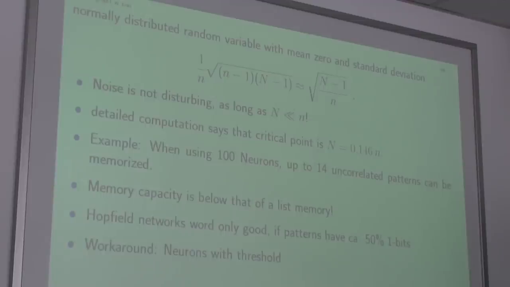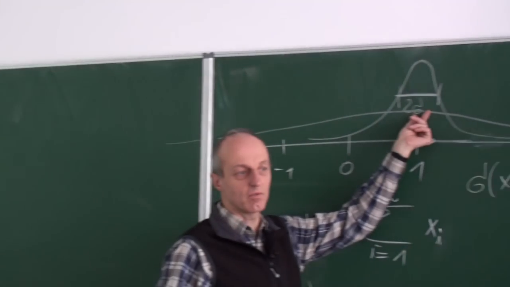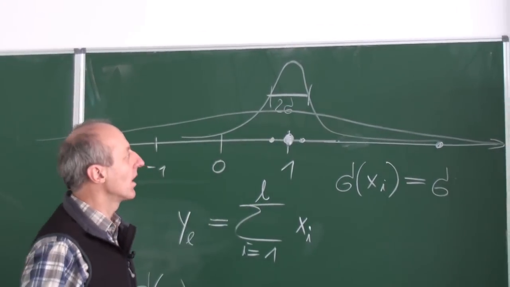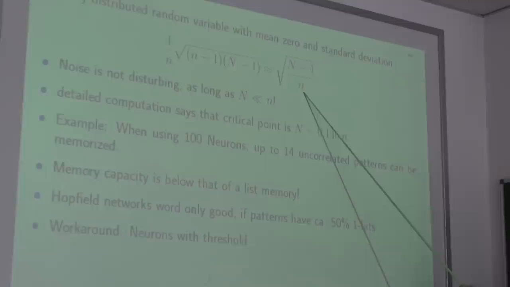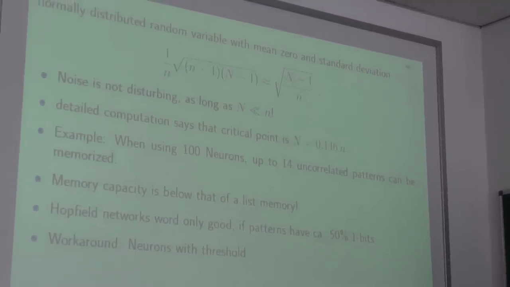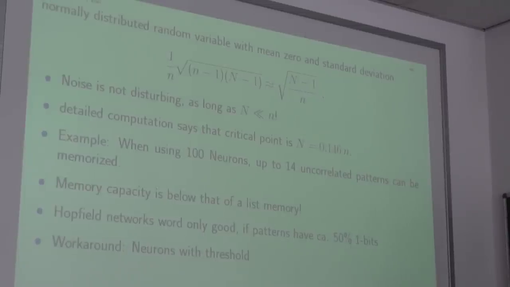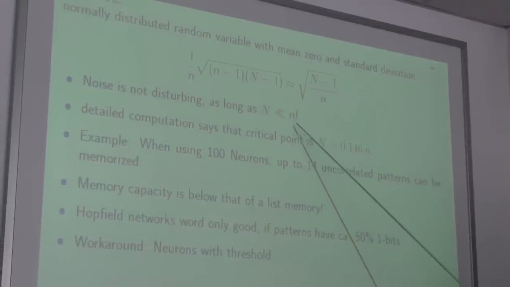This is our standard deviation, and now remember, we want to have a small standard deviation. Yeah? So when is this standard deviation small? It is small if capital N is much smaller than this lowercase n. That's our condition for a small standard deviation. And that means the number of patterns that we store has to be much smaller than this lowercase n.